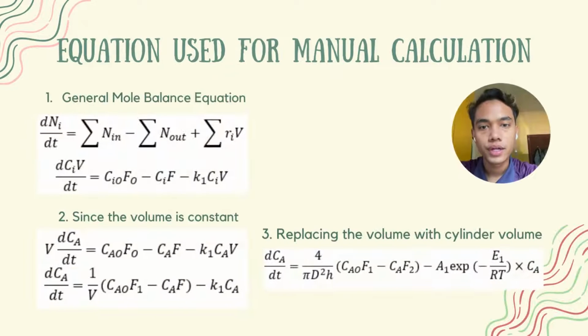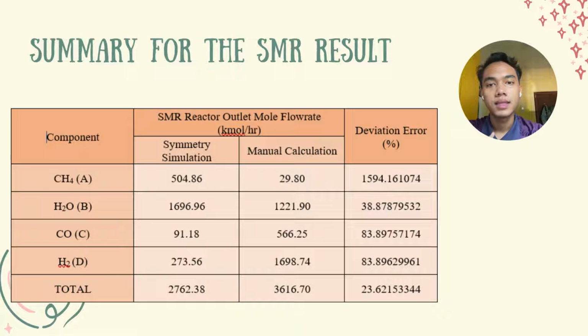So the first step for the manual calculation is to develop the general mole balance equation for each of the components. After that, we can easily take out any constant in the equation. For this, we can assume that the volume is constant, and since the volume for the reactants is the volume of a cylinder, we can easily replace that into the equation as well. For the steam methane reformer reactor, we can easily see the result from the Symmetry simulation and also the manual calculation. The result from the manual calculation is based on the reaction engineering 1 chapter of the project, and we can see that the deviation error is big between the two values.